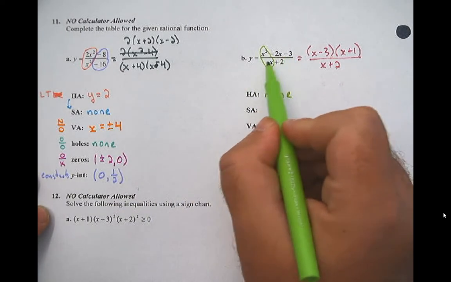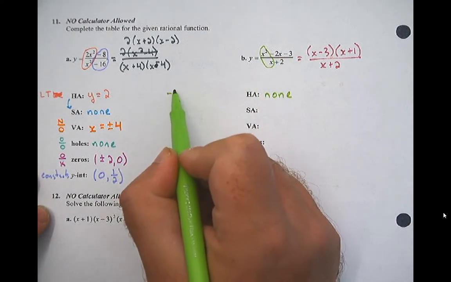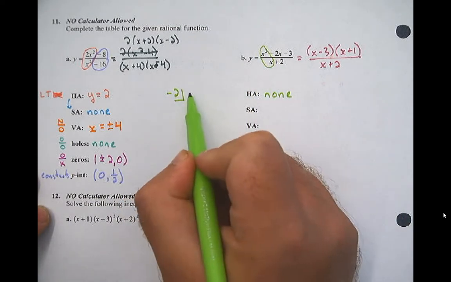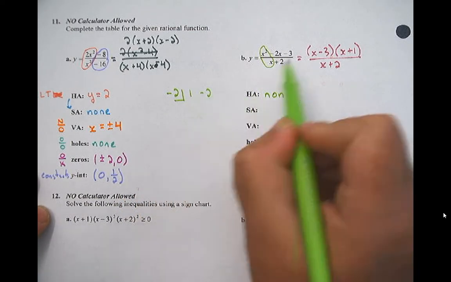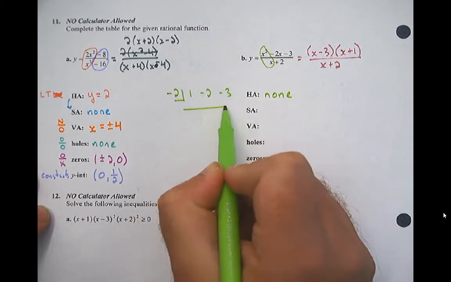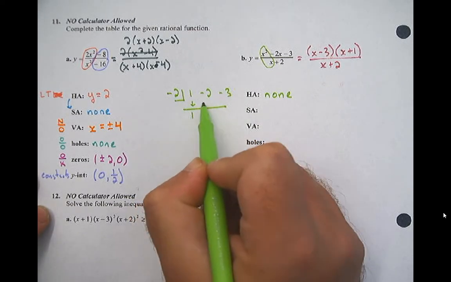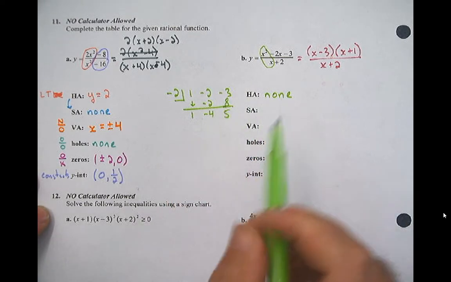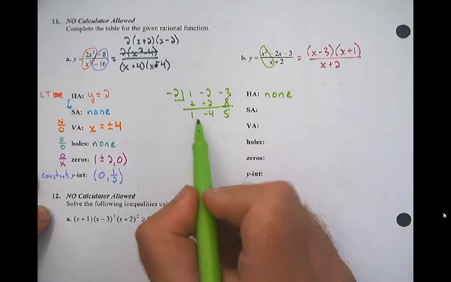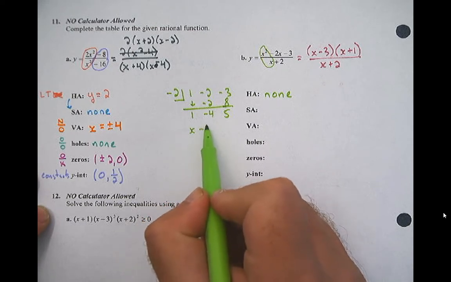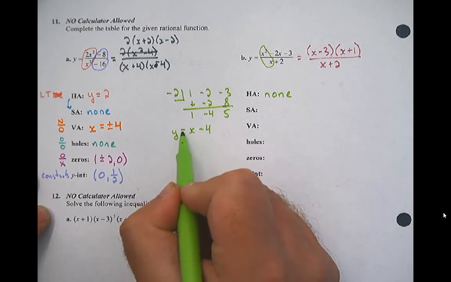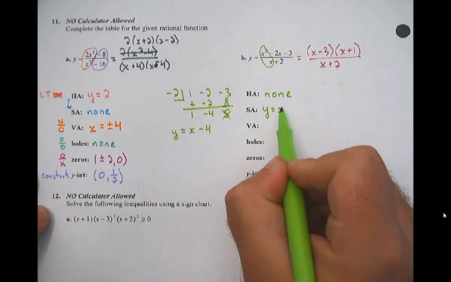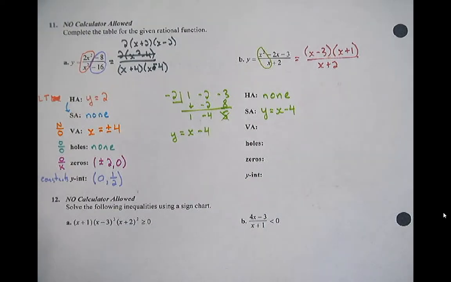So I need to divide top and bottom. I'm going to do this synthetically. Remember how we take this, ZPP it, put it in the box. 1, negative 2, negative 3. The 1 drops. That's negative 2. That's negative 4. That's positive 8. That's 5. So this was an x squared, so this is going to become 1x minus 4. You can ignore the remainder, and there's our SA. Y equals x minus 4.